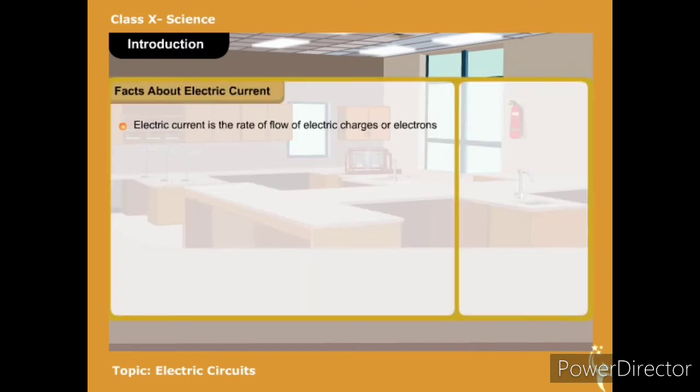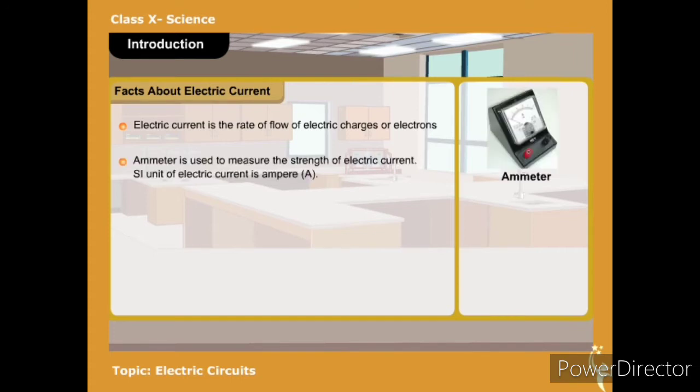Facts about electric current. Electric current is the rate of flow of electric charges or electrons. An ammeter is used to measure the strength of electric current. The SI unit of electric current is ampere, A.